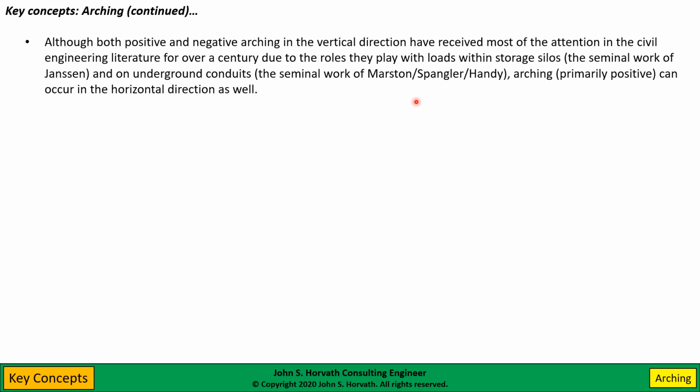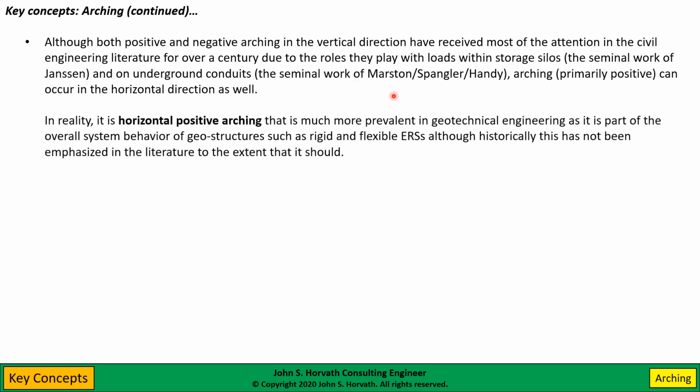Although positive and negative arching in the vertical direction have received most of the attention in the civil engineering literature for over a century, and this relates to the seminal work of Janssen with storage silos and Marston, Spangler, Handy over several generations with underground conduits, it turns out that arching, primarily positive arching, can occur in the horizontal direction as well. And in reality, it's this horizontal positive arching that is actually much more prevalent in geotechnical engineering than the vertical.